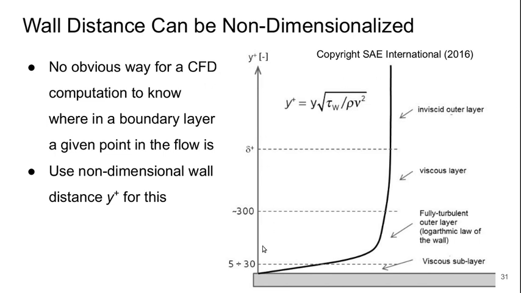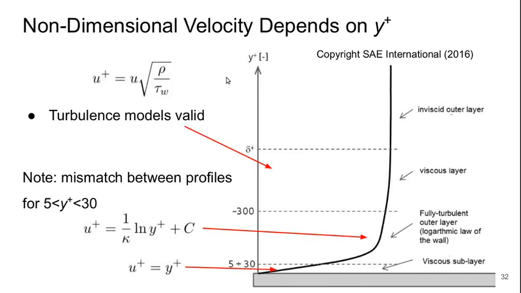And for a turbulent boundary layer, particularly a turbulent boundary layer in a neutral pressure gradient, the distribution of the velocity versus this non-dimensional wall distance is pretty universal. So once we get past delta plus, which is the thickness of the boundary layer, the flow essentially behaves inviscidly outside of that. From y plus 300 to delta plus, we have basically the viscous layer where there's some viscous effects causing a decrease in stagnation pressure. And then there's a viscous sublayer close to the wall and a fully turbulent outer layer where something called the logarithmic law of the wall holds. So this non-dimensional velocity depends just on y plus, and we call the non-dimensional velocity u plus. Again, this is the velocity times the square root of rho over the wall shear stress.